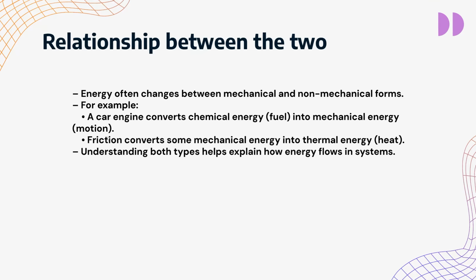How do car engines work again? They push pistons, and these pistons move the wheels, something like that. Friction converts some mechanical energy into thermal energy. If you rub your hands together, you can feel heat, right? That's because friction is doing that. It's taking the mechanical energy of you moving your hands together and turning it into thermal energy. Which is why friction also slows things down, because it's taking away kinetic energy and turning it into thermal energy and other forms.